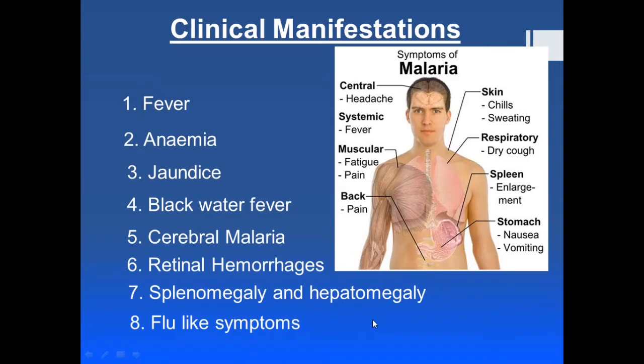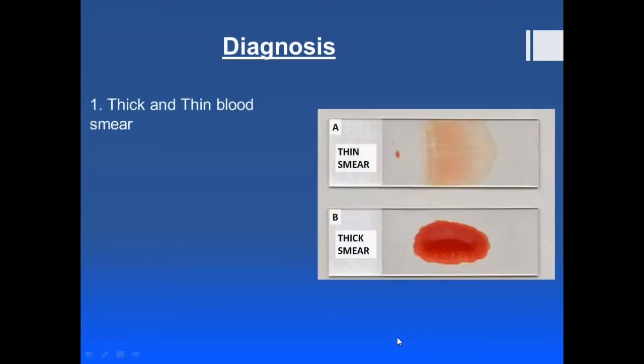It may cause fever, anemia due to the RBC ruptures, jaundice, black water fever because hemoglobin is entering into the urine, cerebral malaria due to the perivascular hemorrhages, retinal hemorrhages, and splenomegaly and flu-like symptoms. So these are the clinical manifestations. Now let's move forward, and the next thing is diagnosis. How will you diagnose the different types of malaria?